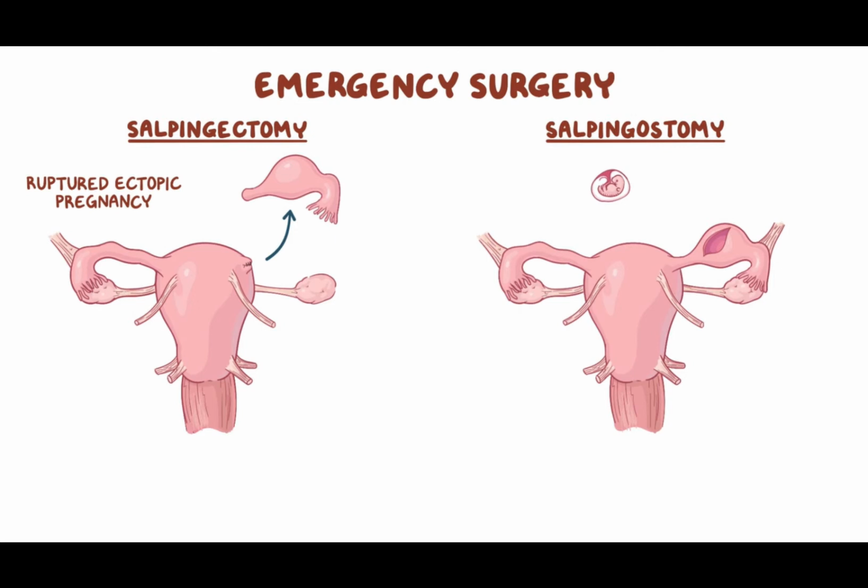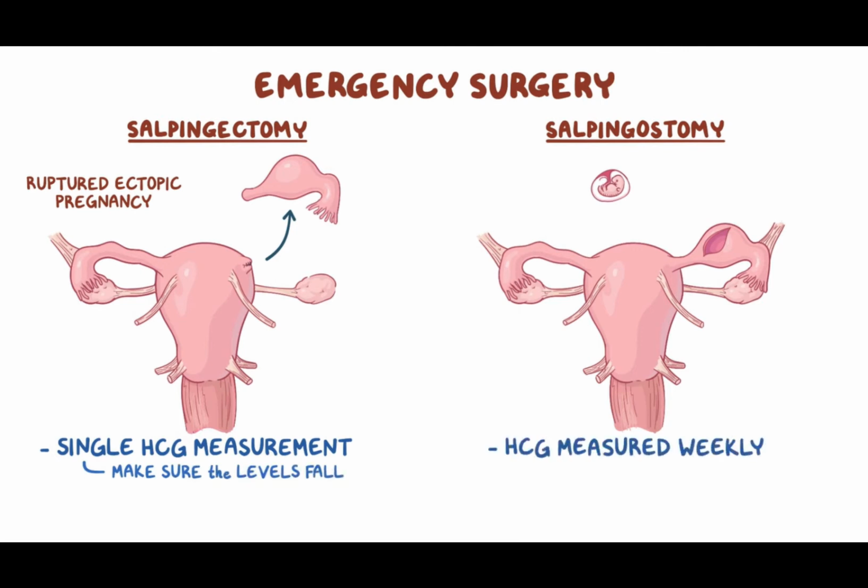Following salpingectomy, a single hCG measurement is done post-operatively to make sure that the level falls. Following salpingostomy, hCG should be measured weekly until the level is undetectable.